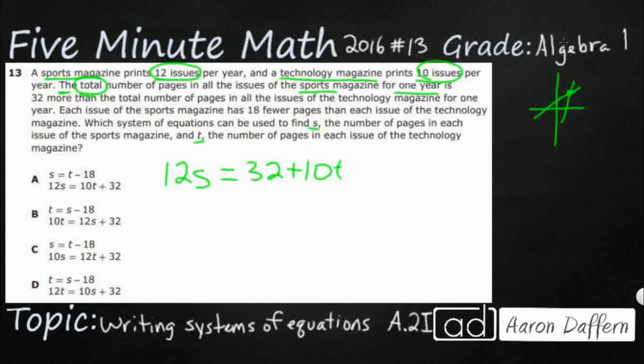Now, what's the second sentence here? I've got one equation. Each issue. So now we're just going to deal with T and S, not the total for the year. Each issue of sports has, so there's my equal sign, 18 fewer than the technology. Since it's subtraction, we'll have to make sure we put our bigger number up in front. So each issue of sports equals 18 less than the technology, so it's technology minus 18.